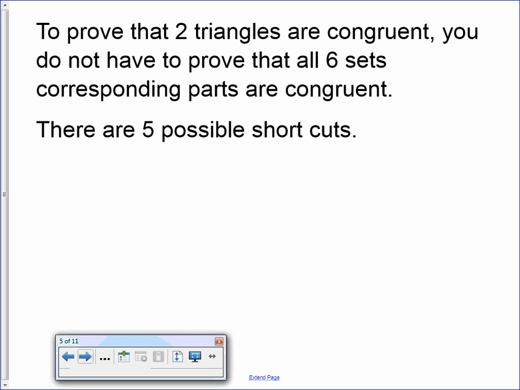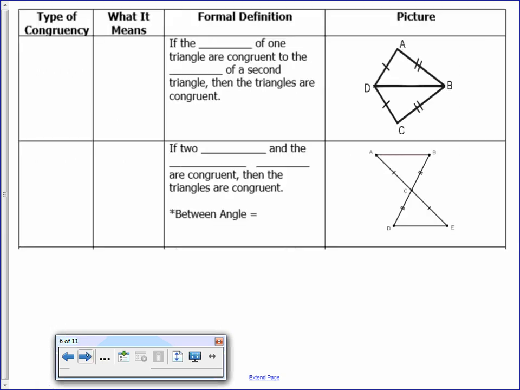However, you don't need to prove all 6 sets. To prove that two triangles are congruent, you do not have to prove that all 6 sets of corresponding parts are congruent. There are 5 possible shortcuts that you can take. The key number to get to is 3. If you can prove that 3 sets of corresponding parts are congruent, and if they make one of the 5 possible shortcuts, then you can prove that the two triangles are congruent. Let's take a look at the first two.